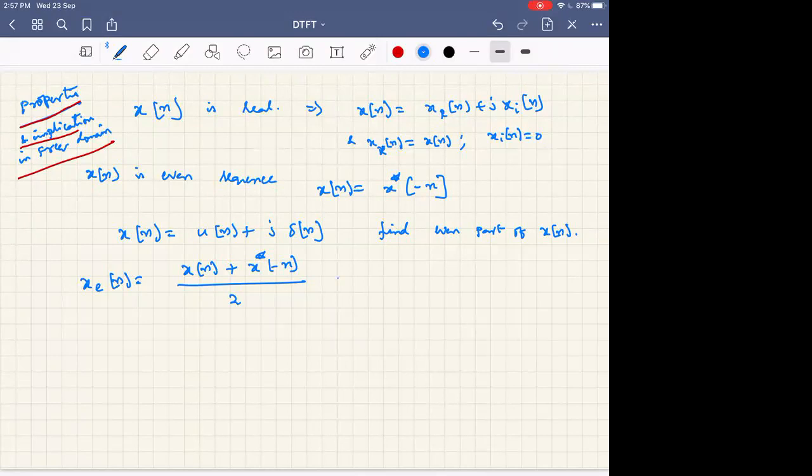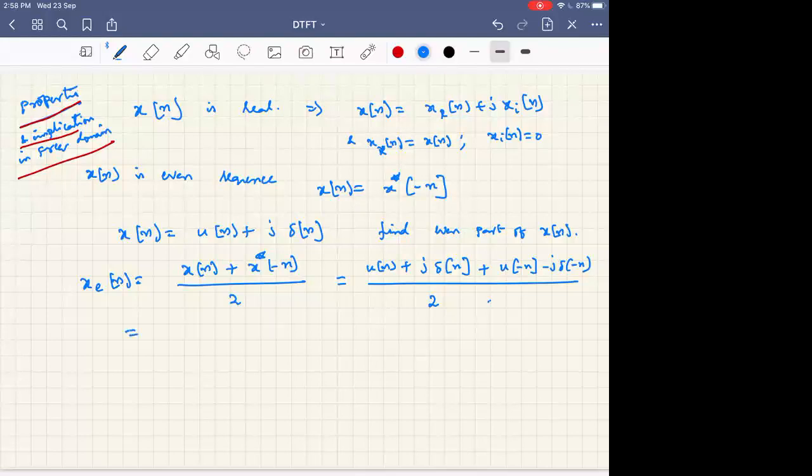Just to check whether this happens or not, we can substitute here. So u of n plus, for example, before, without this star, if we substitute, we could have seen the implication. Plus, so what should I write here? U of minus n. Then what should I write here? Minus j, minus j delta of minus n, by 2.